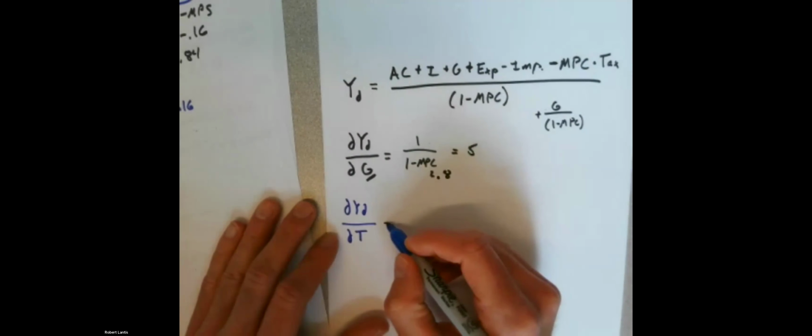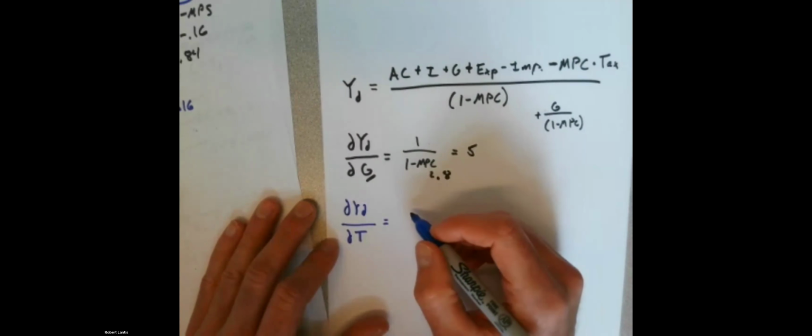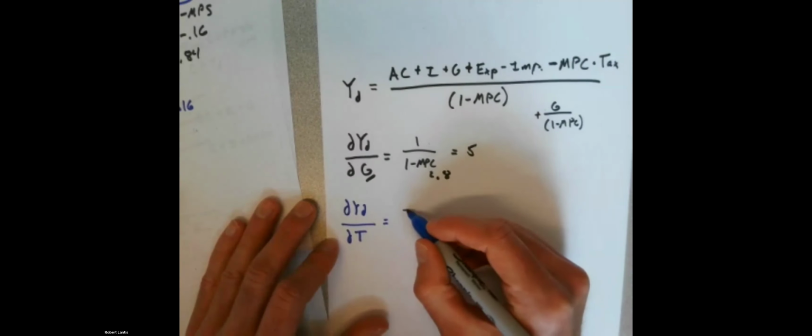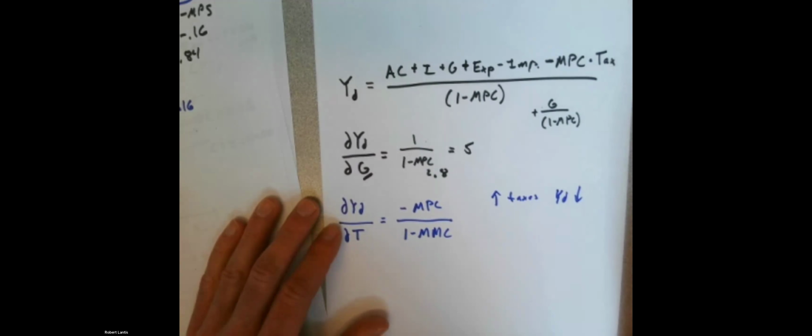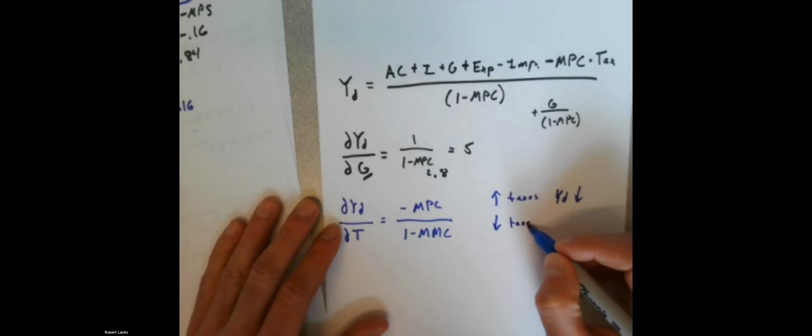If I took a derivative of this function with respect to taxes, what am I left with? Well, I actually have a negative sign here, so it's going to be negative marginal propensity to consume over 1 minus that marginal propensity to consume. Okay, so this is going to decrease, right? If I have an increase in taxes, that would cause my break-even real GDP to go down. If I have a decrease in taxes, subtracting a smaller value, that's going to cause my break-even level of GDP to go up.